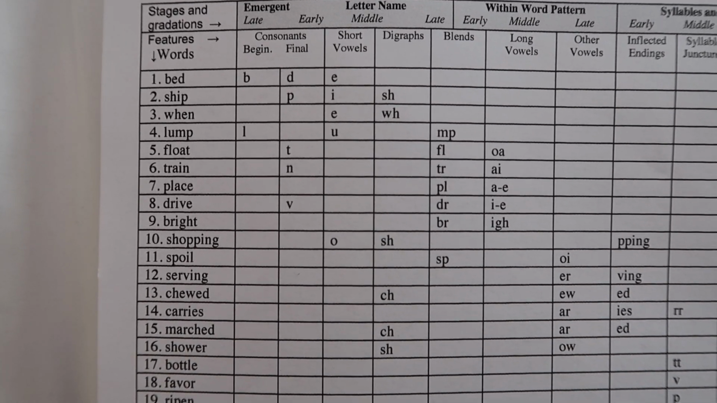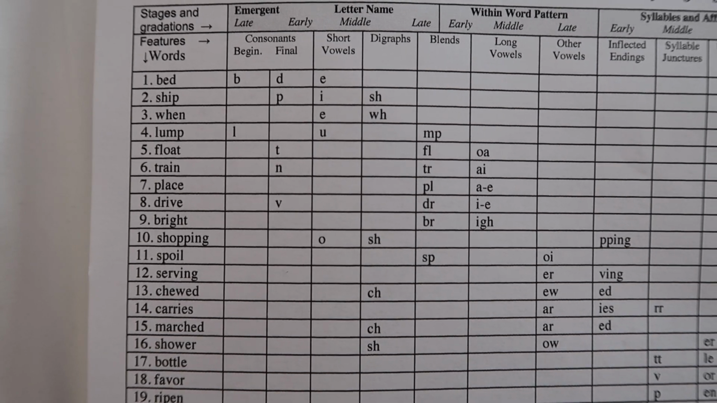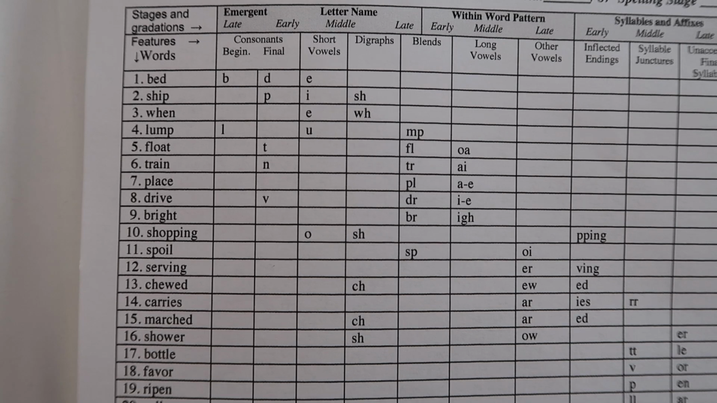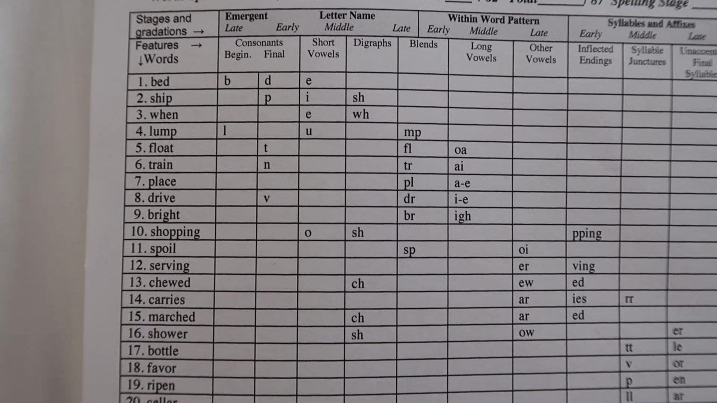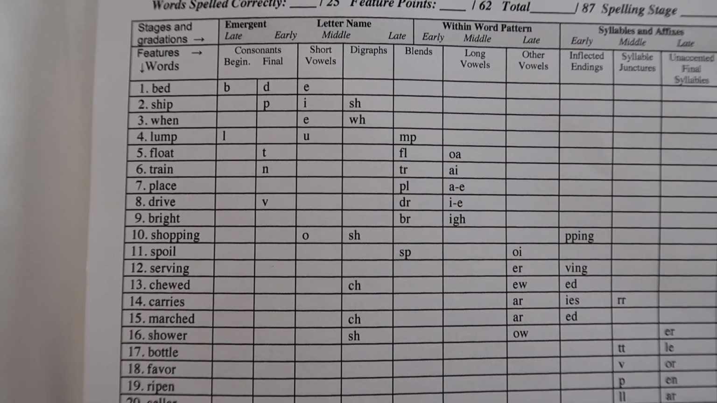So for example, on the first one, bed, if they have that initial B, leave it. If they have that final D, leave it. If they have the short vowel E, leave it. Say they spelled that with a double D, then you would highlight just the D at the end, because that means that they are struggling with that final sound when we have a short vowel.